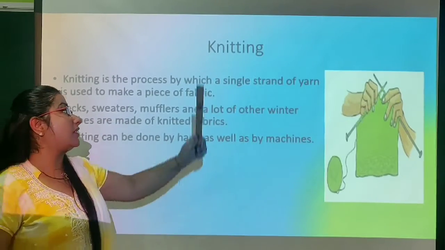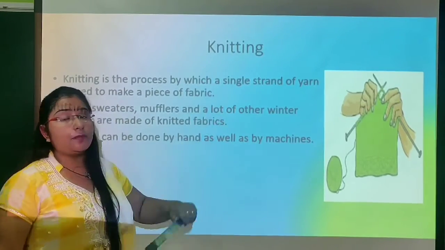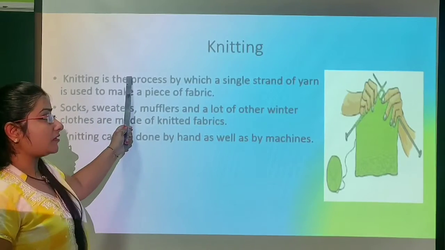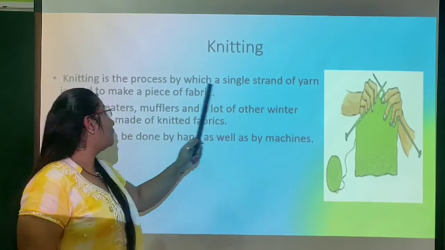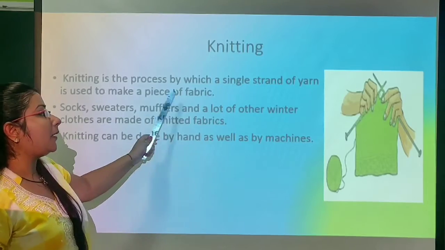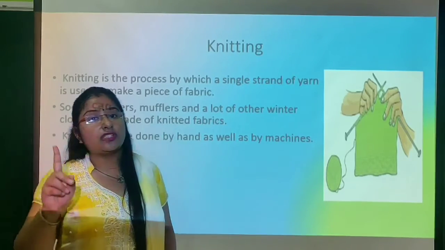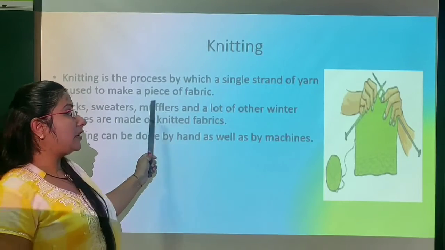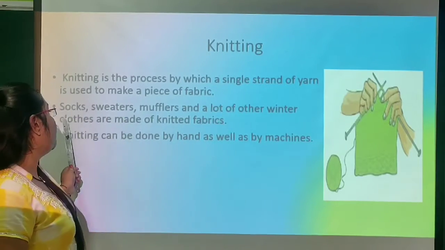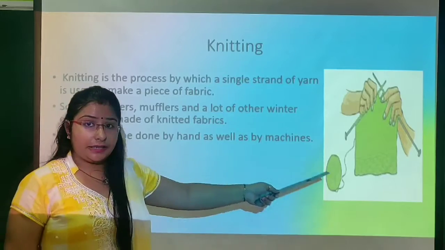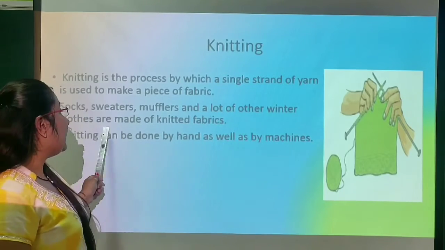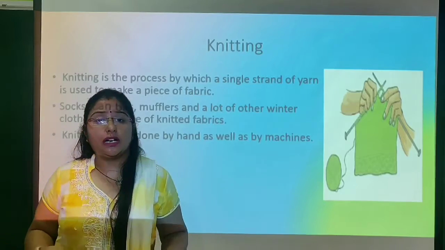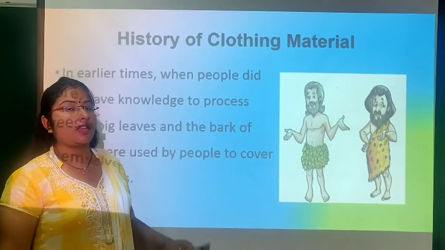Now the second process is knitting. Knitting is the second process to make fabric from yarn. Knitting is a process by which a single strand of yarn is used to make a piece of fabric. In this we use only one set of yarn. Socks, sweaters, mufflers and a lot of other winter clothes are made from knitted fabrics. Knitting can be done by hand as well as by machines. By both methods we can do the knitting.